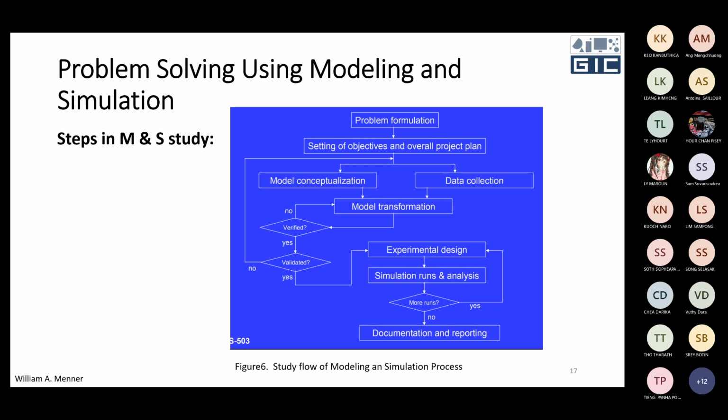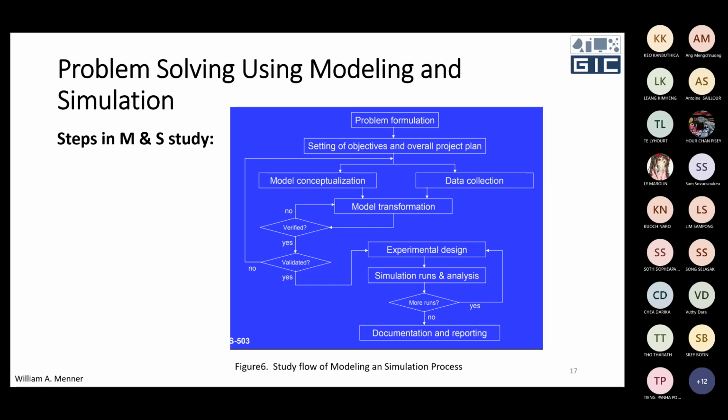So you have to gather: okay, for my system, what will be the input? You can do data collection. In some cases, you don't need the data, so you just skip the process of data collection. You try to model your work as a concept, because you cannot build the real world. You just make a concept first. After making a concept, you can make model transformations.